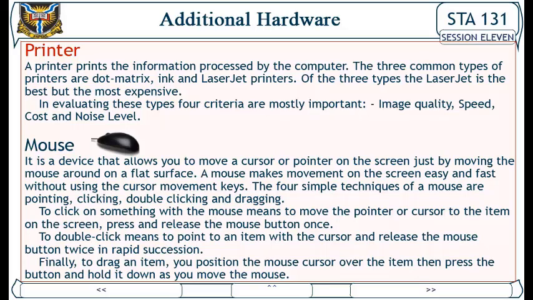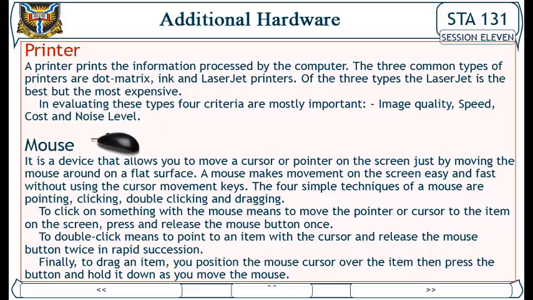Mouse. It is a device that allows you to move a cursor or pointer on the screen just by moving the mouse around on a flat surface. A mouse makes movement on the screen easy and fast without using the cursor movement keys. The four simple techniques of a mouse are pointing, clicking, double-clicking, and dragging.